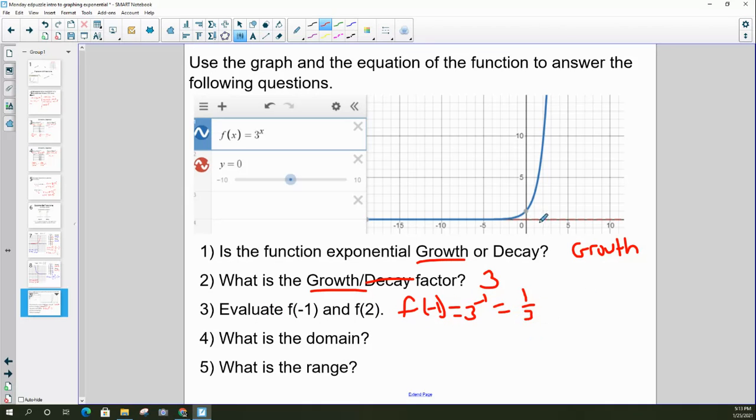F of 2, okay, can we look at the graph and tell? Okay, it does look like we can. That looks like it's at 9. Let's double check. F of 2 is 3 squared, which is 9. All right, the domain, right, is all real numbers. And the range is everything greater than 0, so 0 to infinity in parentheses.